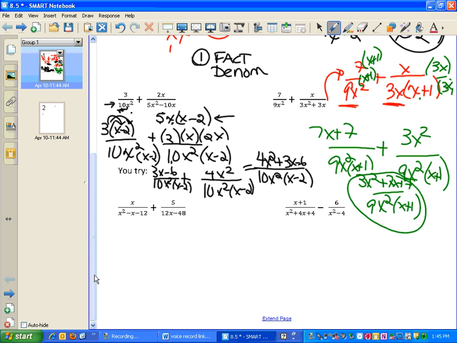Okay. All right, so what's the first thing you're going to want to always do with these? Factor your denominator. All right, so what is this denominator factor to?